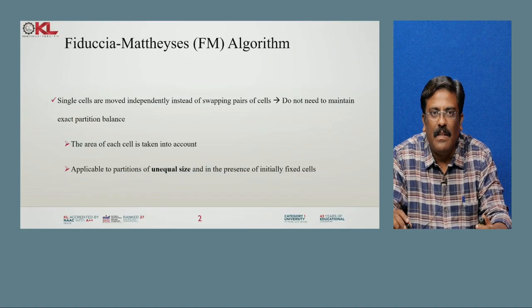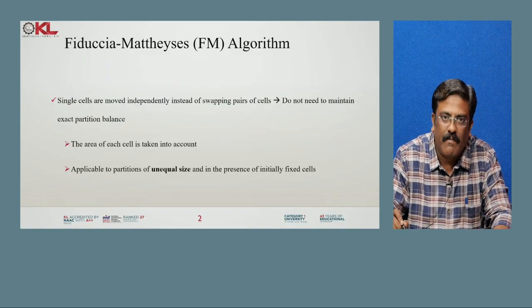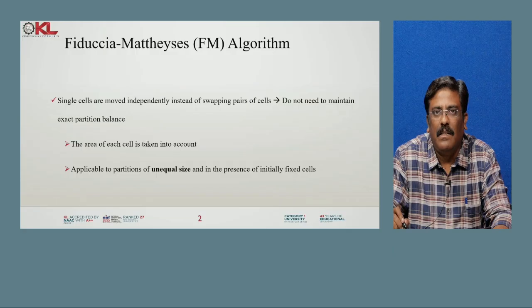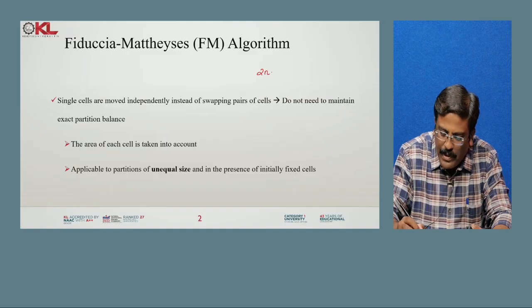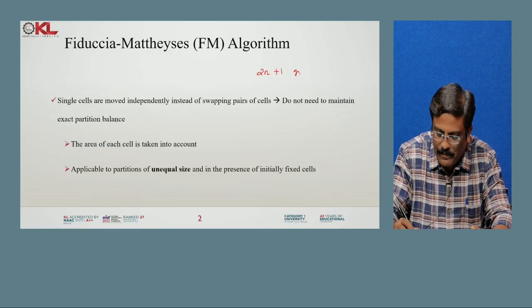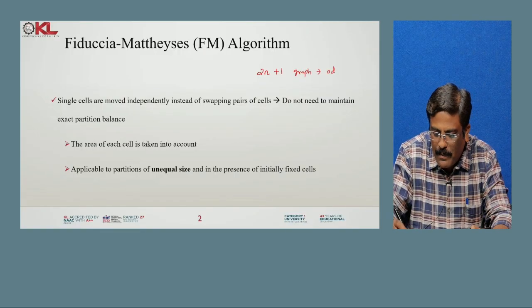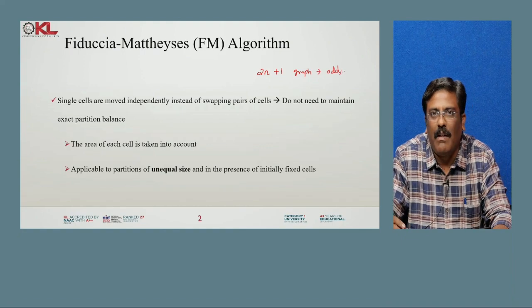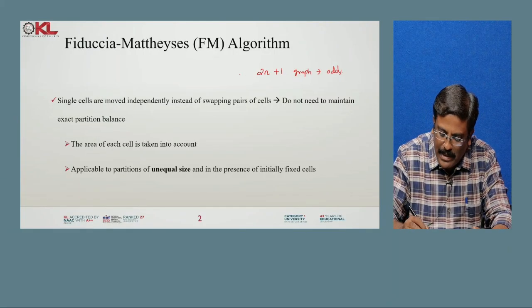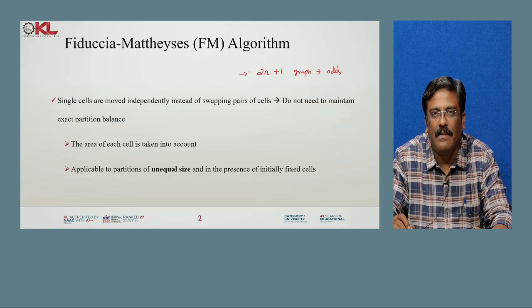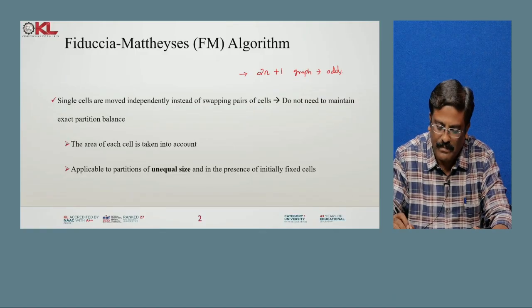If you take the FM algorithm, the first thing is that it is not only applicable for a 2n graph, it is also applicable for a 2n plus 1 graph. What is the meaning? It is applicable for odd numbers of nodes in a graph, so that is not an issue for the FM algorithm. That is one of the main differences between the KL algorithm and the FM algorithm.